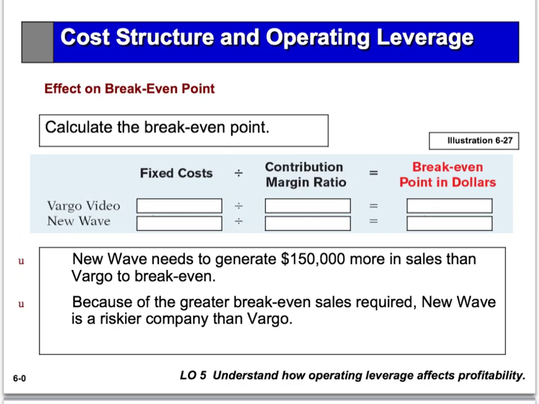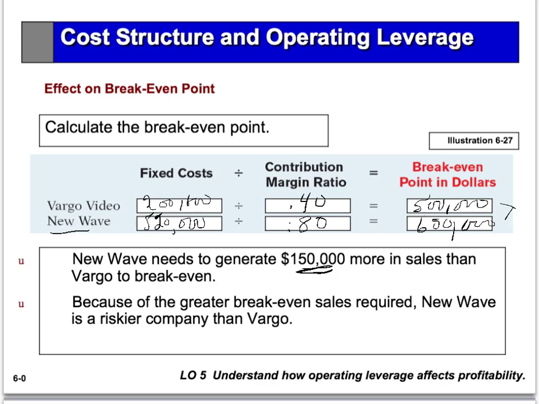Now what's the effect on the break-even? Well, let's take the fixed costs. Remember, the fixed costs for Vargo were $200,000. And the New Wave, the fixed costs were $520,000. Contribution margin ratio for Vargo was 0.4, and the contribution margin ratio for New Wave was 0.8. So therefore, the break-even in dollars for Vargo, it's $500,000. But for New Wave, it's $650,000. They have to sell $150,000 more just to break even. So New Wave, because of that higher break even, is riskier.